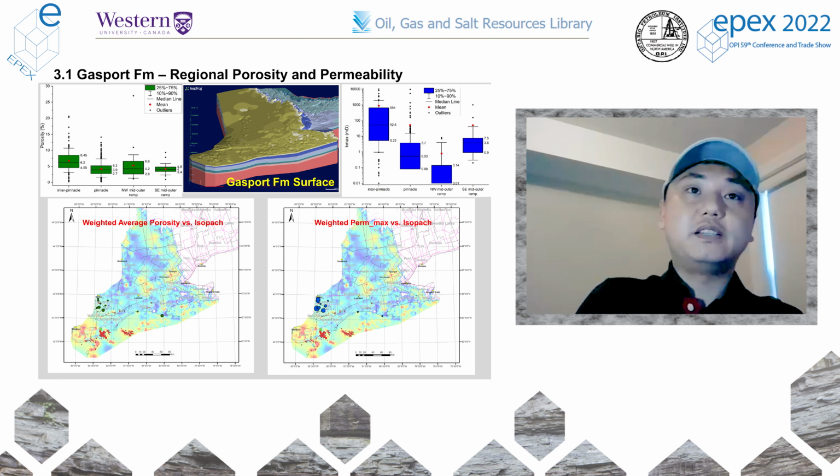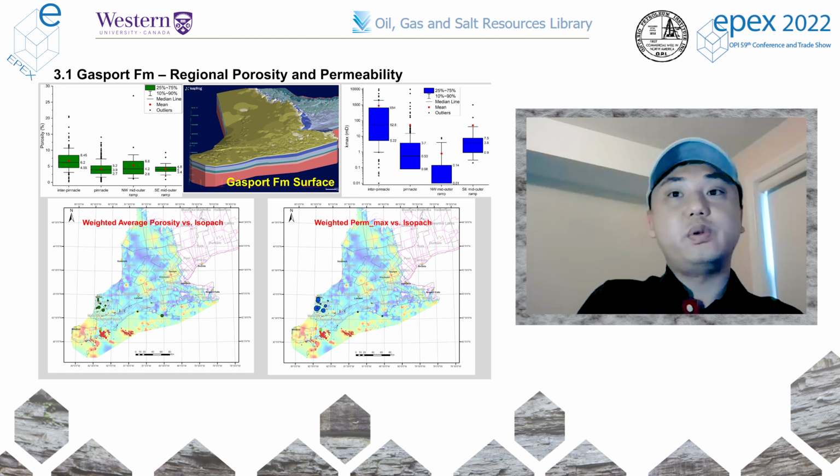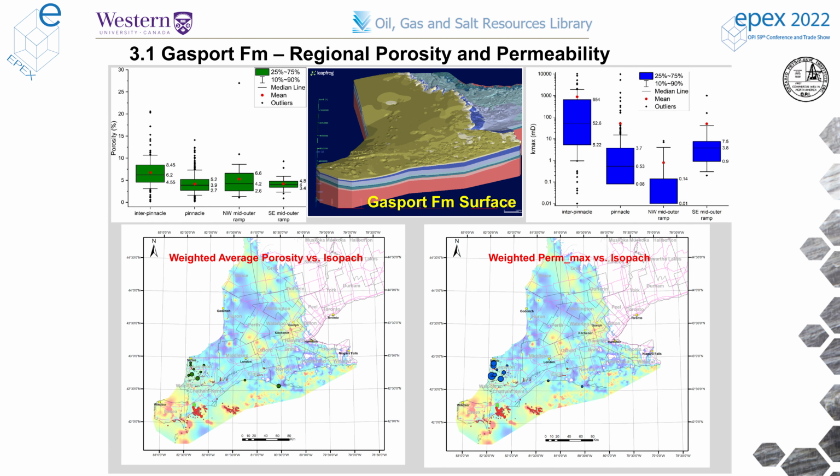Now let's take a look at the porosity and the permeability data distribution in each area by formation. The data has been grouped by areas, including the inner-pinnacle, pinnacle, northwest, and southeast part of the Area 3. These box bars indicate the most common data distribution of porosity to the left and the maximum horizontal permeability data to the right. The red dots represent the mean value of porosity and permeability.